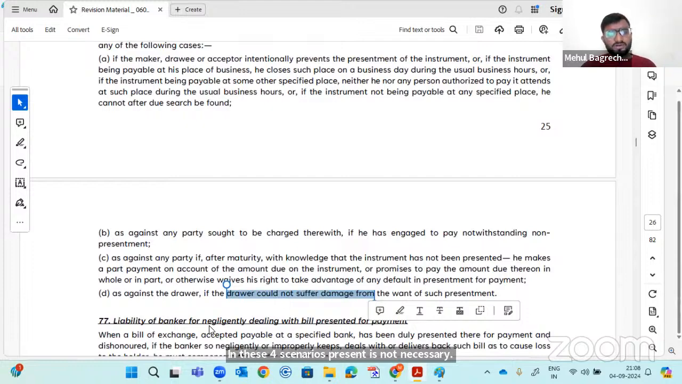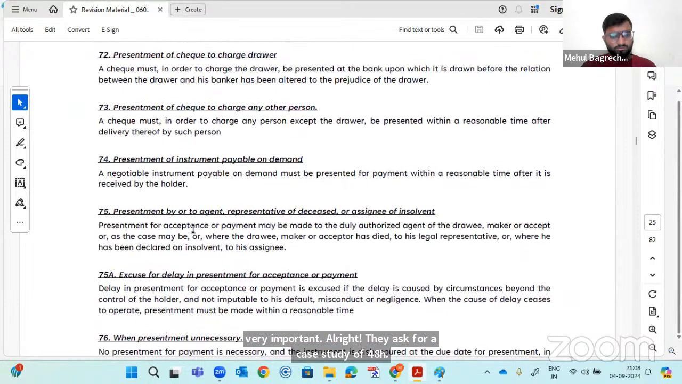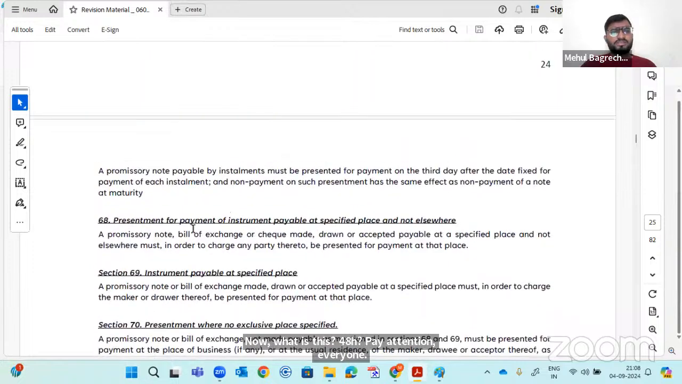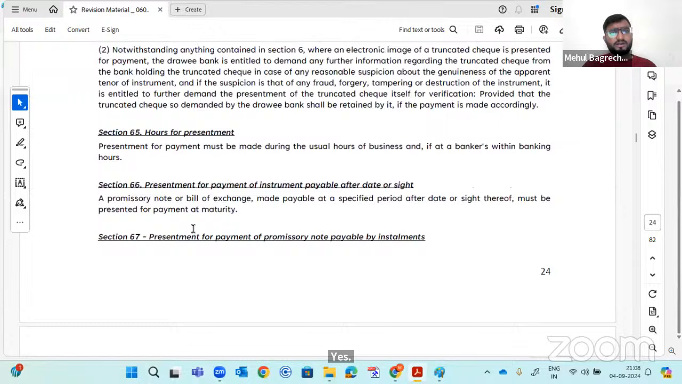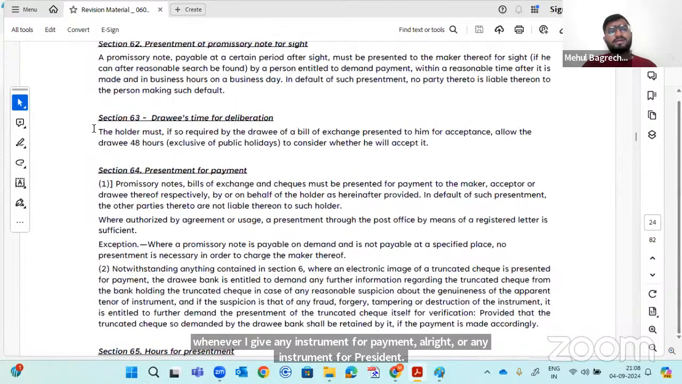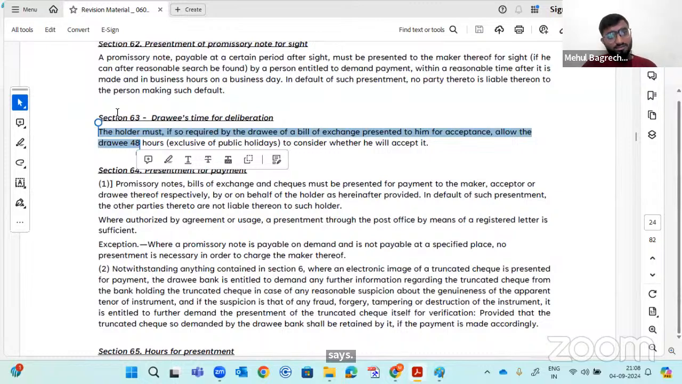All right, they ask for a case study of 48 hours. Now, what is this 48 hours? Pay attention, everyone. Is the screen visible to everyone? Yes, sir. Now, whenever I give any instrument for payment, or any instrument for presentment, it has to be done within a period of 48 hours. Section 63 clearly says, if you allow more than 48 hours to anybody to accept the instrument, the other parties are discharged. What is this?